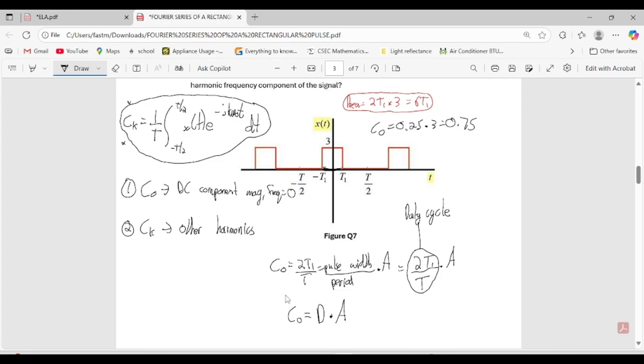So let's recap it again. C0 is basically your duty cycle multiplied by your amplitude. Forget about this 2T1 thing that makes it confusing. All that is just the pulse width. Obviously, you can't use this one because you don't have enough information, right? So most of the time it will be centered and symmetrical about the y-axis. So that's easier.